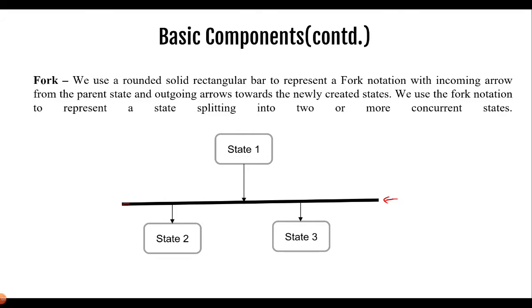So here also it is similar. However, representation is shown in this particular figure. We use fork notation to represent a state splitting into two or more concurrent states. So concurrency is represented using a fork notation.